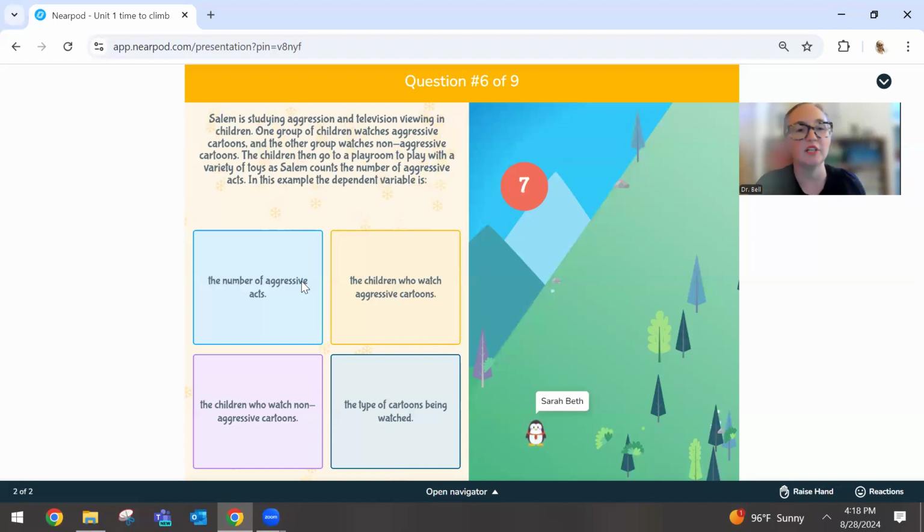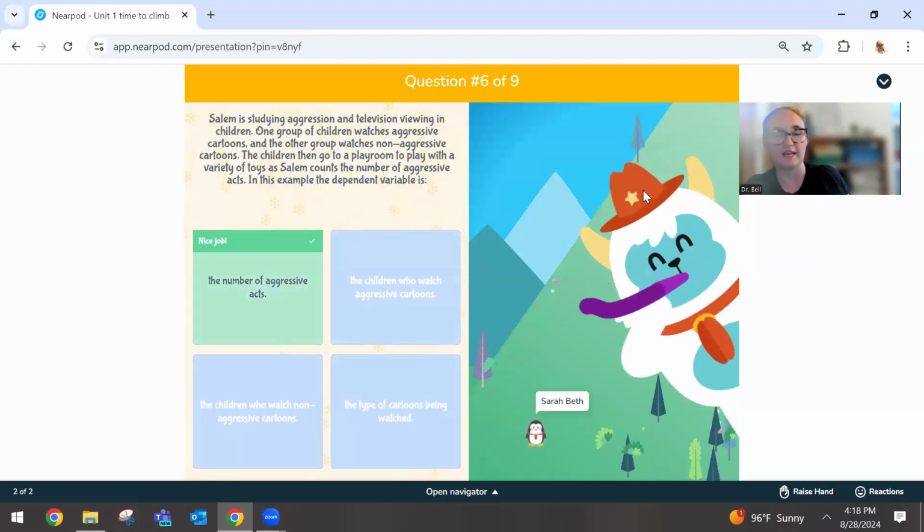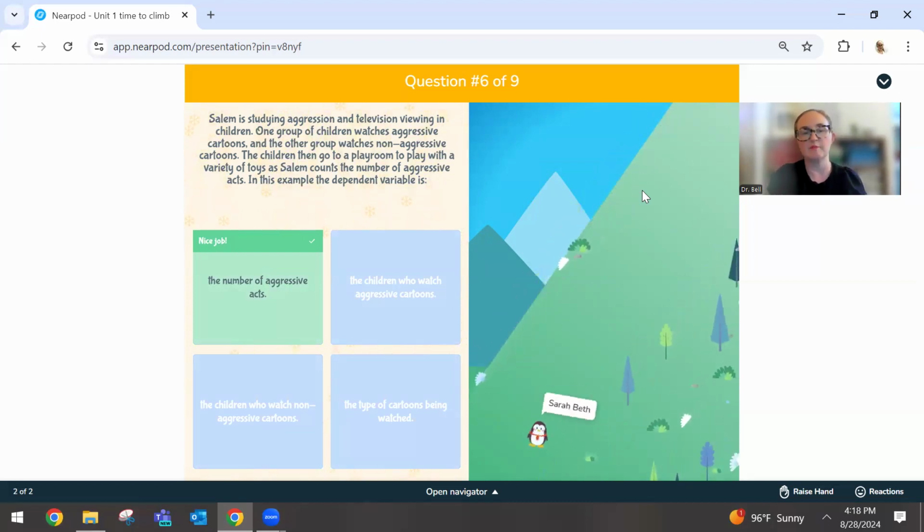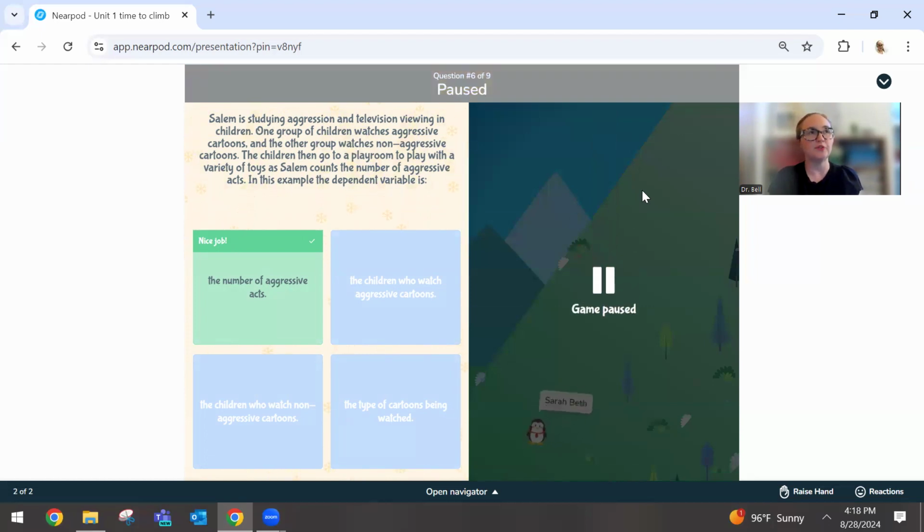The dependent variable is the number of aggressive acts. So independent variable and dependent variable is definitely on the test, maybe more than once. The independent variable is the condition that you're assigned, and what you do depends on the condition. The dependent variable is the one that depends on the condition you were assigned. So here, the independent variable, what they were assigned, is watching the aggressive cartoons or the non-aggressive cartoons. And then how aggressive they acted depended on that.